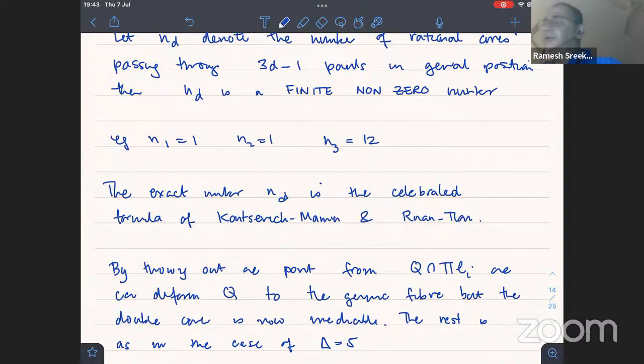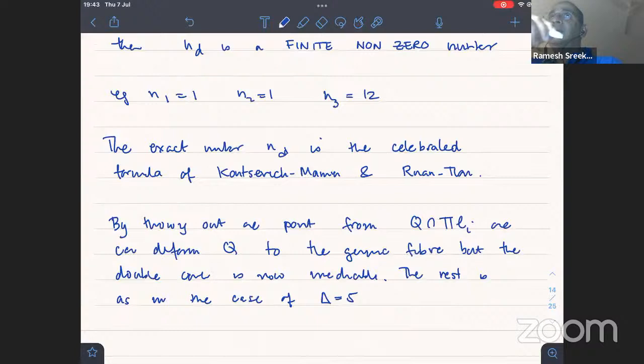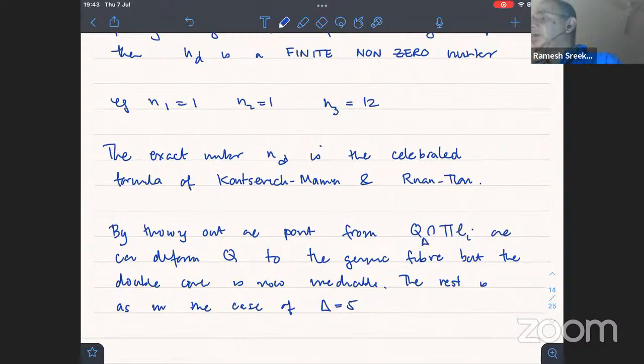For example, if I take the number of conics passing through 4 points and tangent to a line, there are 2 conics. Maybe it's not hard to see. Now the idea is we look at our Q delta, which is given by Bierbrauer and Willem. You throw out one of the points, one of the Q_ij. Earlier you had 3d points, now you have 3d minus 1 points. Then you always have a rational curve of degree d passing through those points.